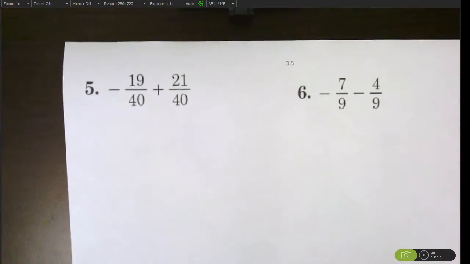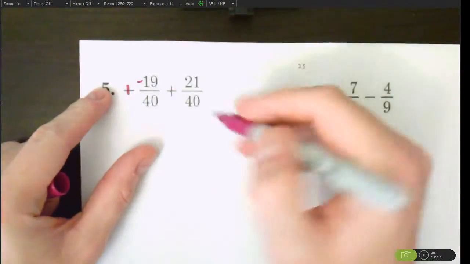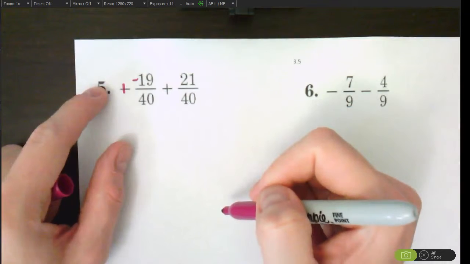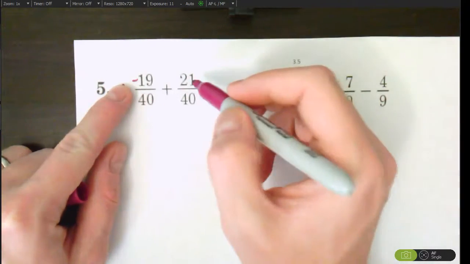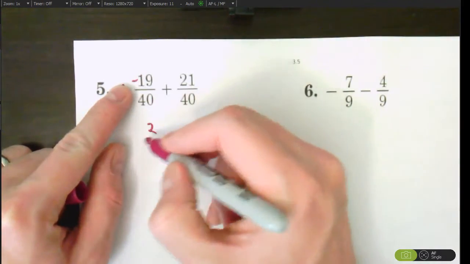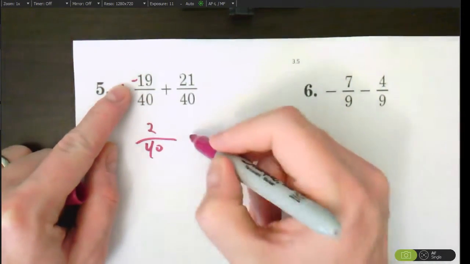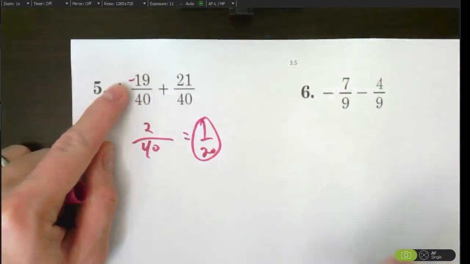So really for problem number 5, this is just a matter of realizing you're adding negative 19 and positive 21. Well, it's going to be positive because the positive has the larger absolute value. Negative 19 and 21 are 2 apart, so it's 2 in the positive direction, over 40, which reduces to 1 over 20.